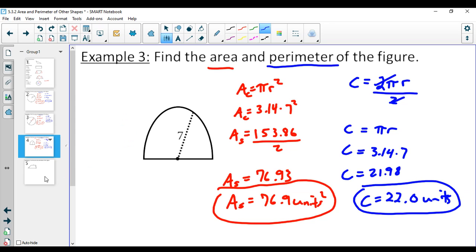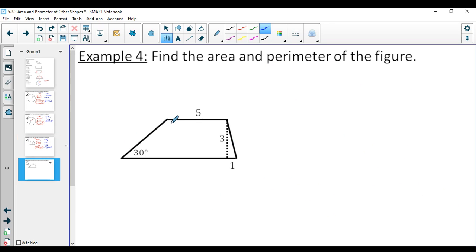So last one, maybe we could look at a trapezoid here. Find the area and perimeter. Well, the area was 1/2 base 1 plus base 2 times h. Well, we're missing the bottom base here, and we have a height h, but we're going to need to find these sides as well to do the perimeter. So let's just work on finding everything.